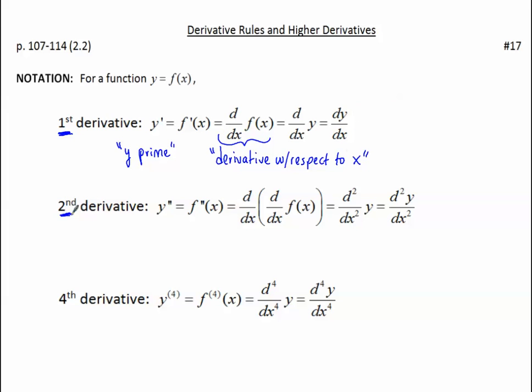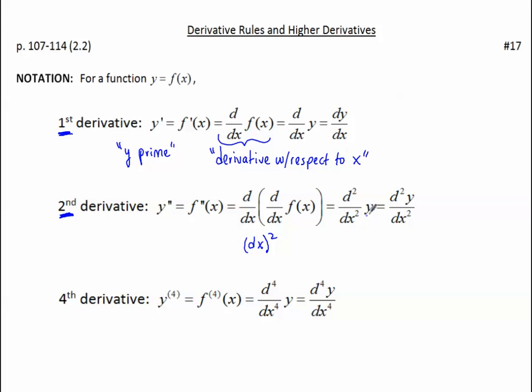When we take the second derivative, or the derivative of the first derivative, that adds a prime, so y double prime, or f double prime of x, or the derivative with respect to x of the derivative with respect to x of f of x. Notice we have two d's, so d squared, two dx's. Remember, dx is like the delta x, so when we say dx and we square it, because it's one variable really, it's just dx squared.